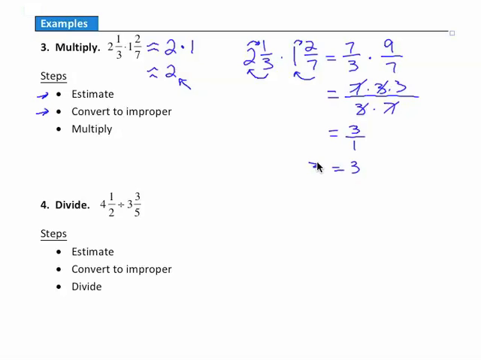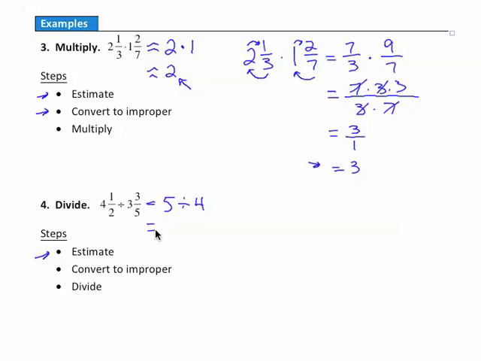Example 4. Divide 4 1/2 by 3 3/5. Again, we're going to start with an estimate. 4 and 1/2. Well, that's exactly halfway between 4 and 5. Remember, when we're rounding, if we get to halfway, we round up. So that's going to be a 5. And 3 3/5. Well, half of 5 is 2.5. Well, 3/5 then is larger than halfway. So 3 3/5 is going to round to 4.